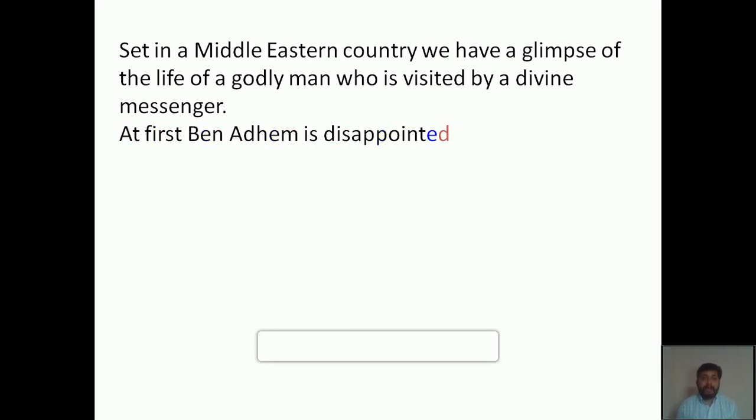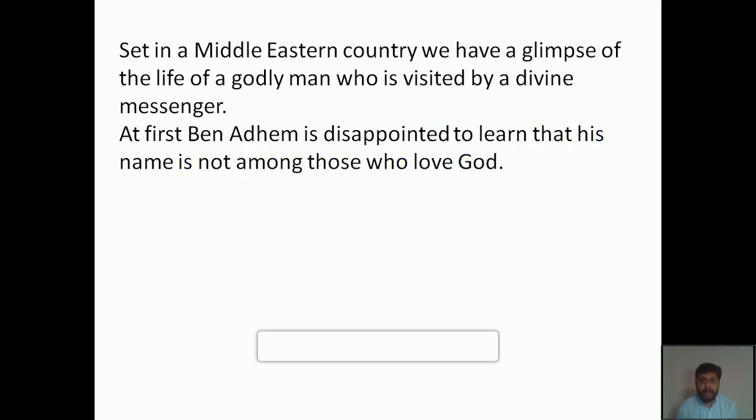Abou Ben Adhem is the godly man visited by a divine messenger. At first Adhem is disappointed to learn that his name is not among those who love God. The messenger came with a book in his hand, and in the book there was a list of names. On the first page was written the title, the people who love God. And Adhem was totally disappointed because his name was not in the list.